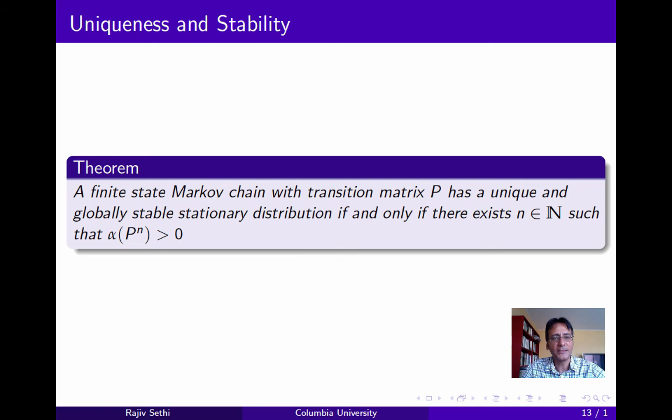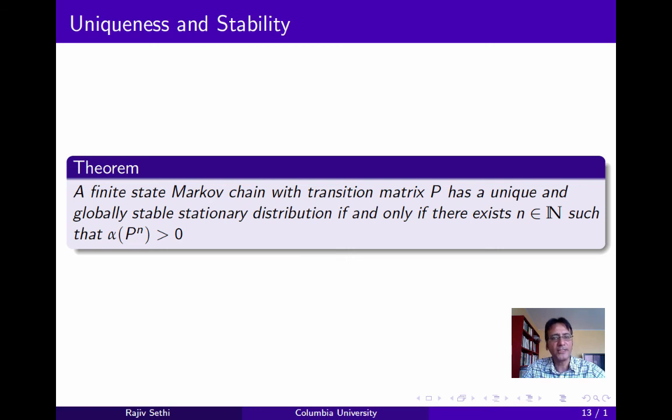And here's the main result. A finite state Markov chain with transition matrix P has a unique and globally stable stationary distribution if and only if there exists some number n such that the Dobrushin coefficient of the matrix P to the n is positive. So there's an equivalence between a Markov chain that is irreducible and aperiodic and one that has a higher order transition matrix with a positive Dobrushin coefficient.